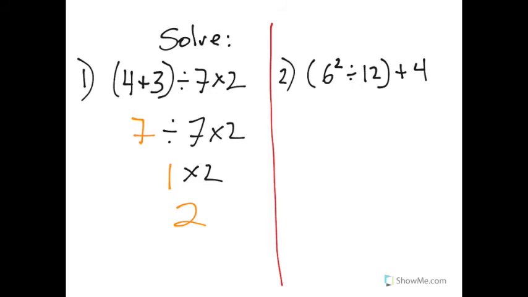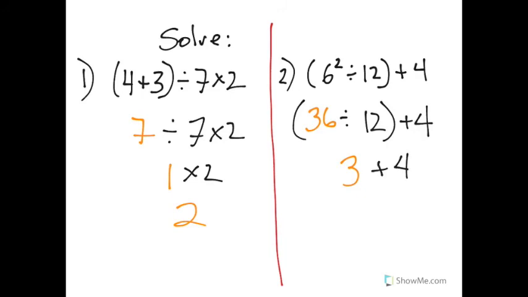Now we're looking at number 2. We have the quantity 6 squared divided by 12 plus 4. We'll work inside the parentheses. We'll do 6 squared first. 6 squared is 36 divided by 12 plus 4. Okay, now we'll do 36 divided by 12. 36 divided by 12 is 3. And we're left with plus 4. 3 plus 4 is simply 7.